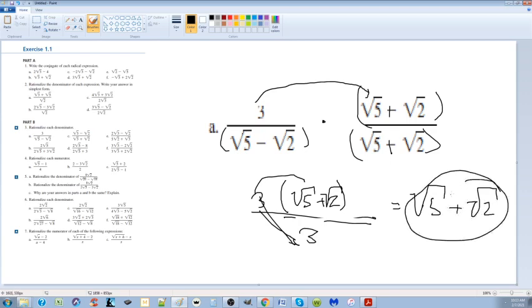This cannot be added. They're not the same base. You can only multiply square roots, but they cannot be added. You can only add square roots that have the same base inside. All right, so that's the final answer. Let's do another one.